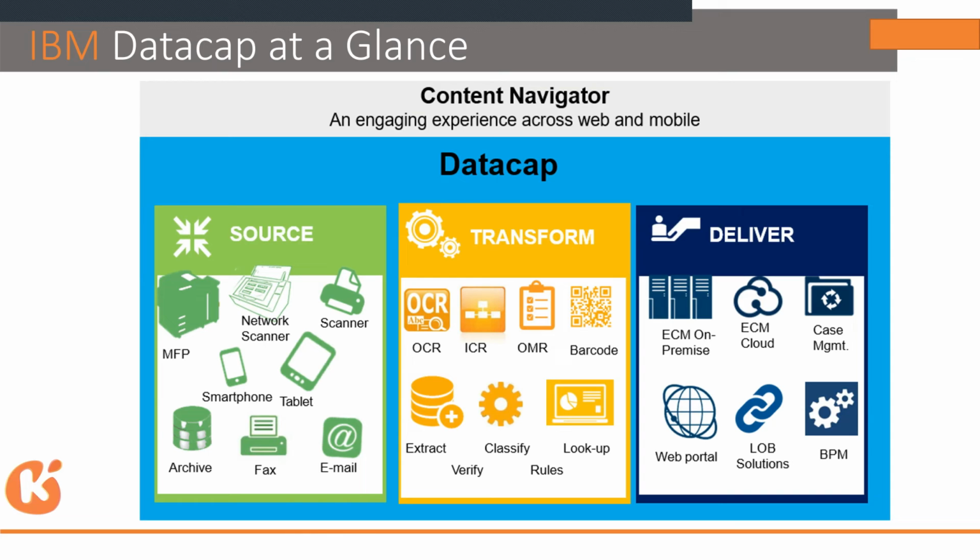The source is from various sources we are going to scan, or we are giving the input to the Datacap system. In the transform, Datacap will transform the data using OCR, ICR, OMR or barcode, and it will identify the documents, extract the data, verify the data, validate the data, and do some kind of lookups based on external databases. So it is called a transform.